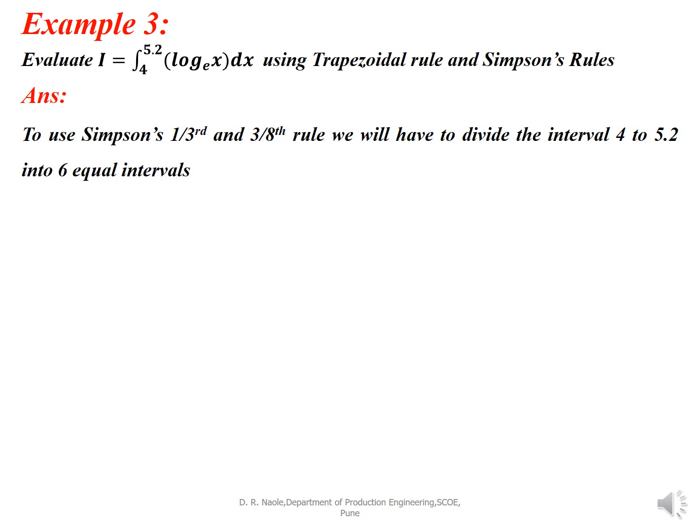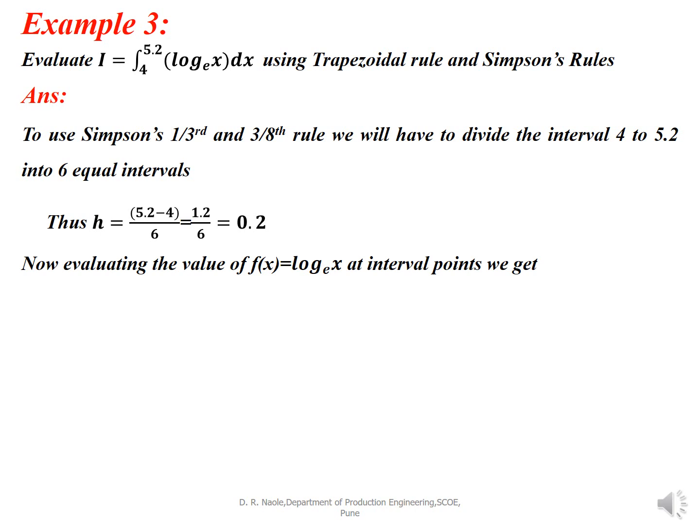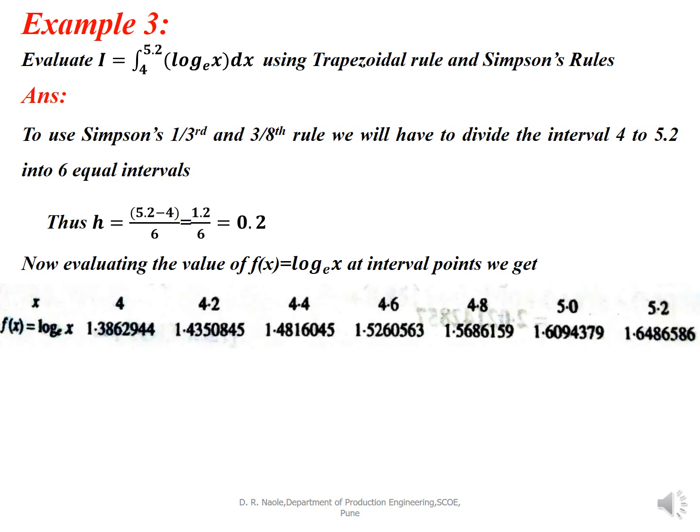So let us see the value of h. h is nothing but the range upon the total number of intervals, that is 5.2 minus 4 by 6, that is 1.2 by 6, which is equal to 0.2. So the value of h is 0.2. Let us evaluate the values of log to the base e of x at the various interval points. When we do that, we get these values.